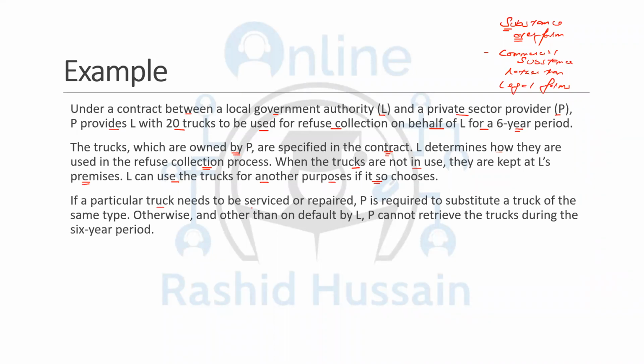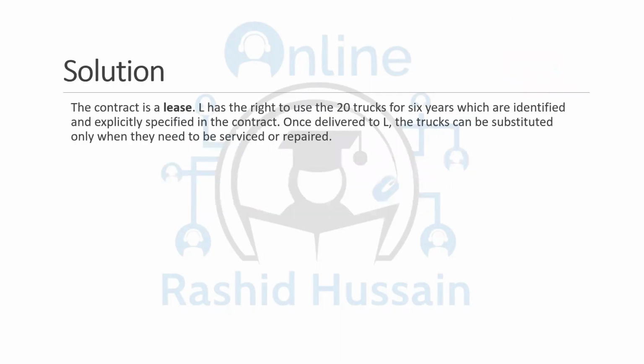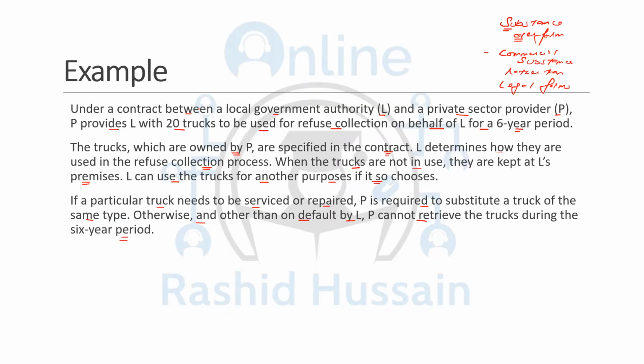If a particular truck needs to be serviced or repaired, P is required to substitute a truck of the same type. Otherwise, and other than on default by L, P cannot retrieve the trucks during the 6-year period. If, for example, there is a problem, they will replace the truck. Otherwise, it is going to be the same trucks for the 6-year period. So is it a lease contract? Yes, this is a lease contract because there is evidence of an identified asset, the lessee decides how to direct the use of those trucks, and all the economic benefits belong to the lessee.